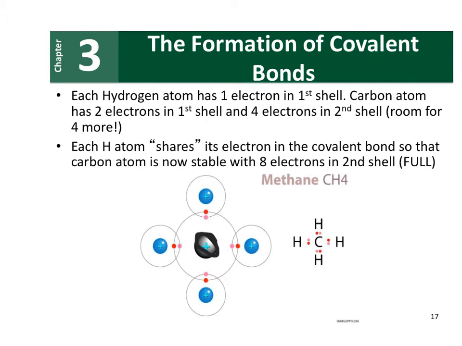So for example, hydrogen has 1 electron in the first shell, carbon has 2 electrons in the first and another 2 in the second. You can have up to 8 in the second. And then each atom shares its own electron with the carbon. So this is covalent. Covalent and ionic both form molecules. Okay?